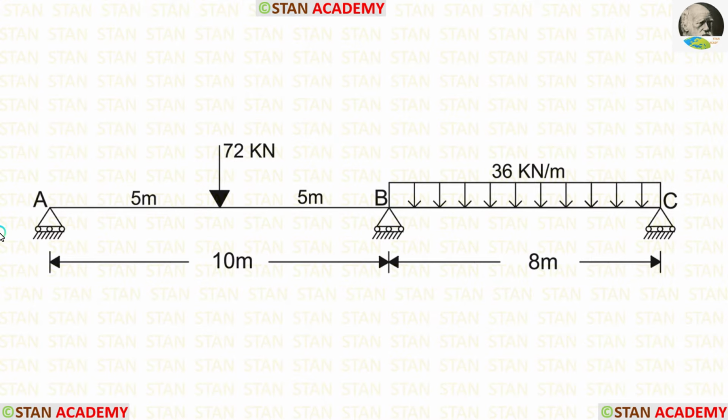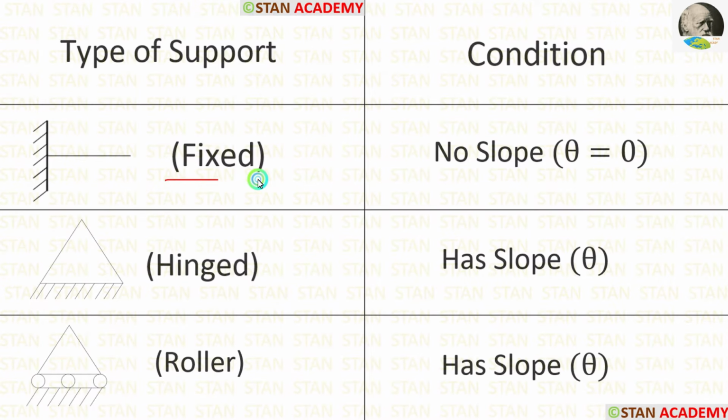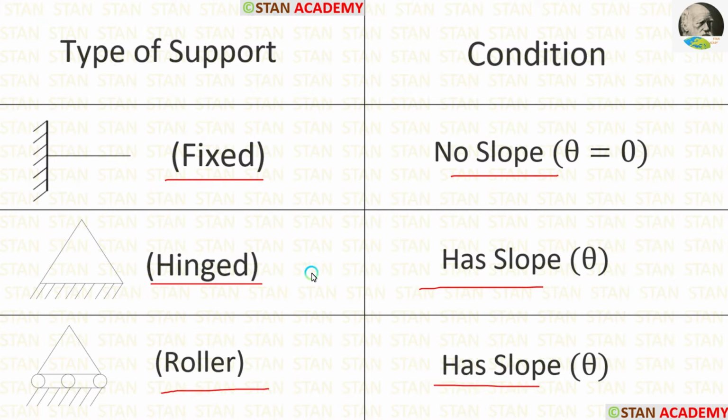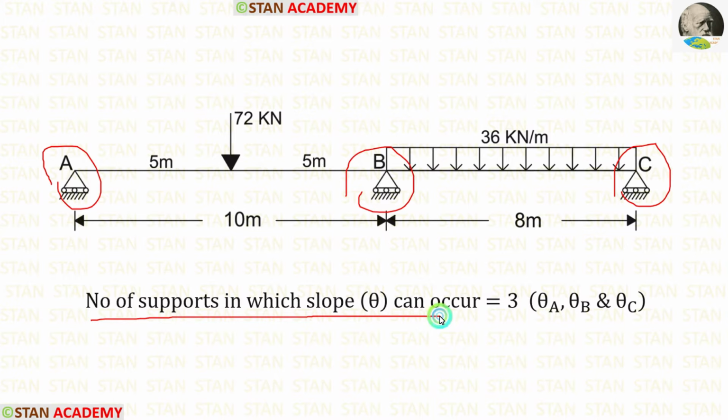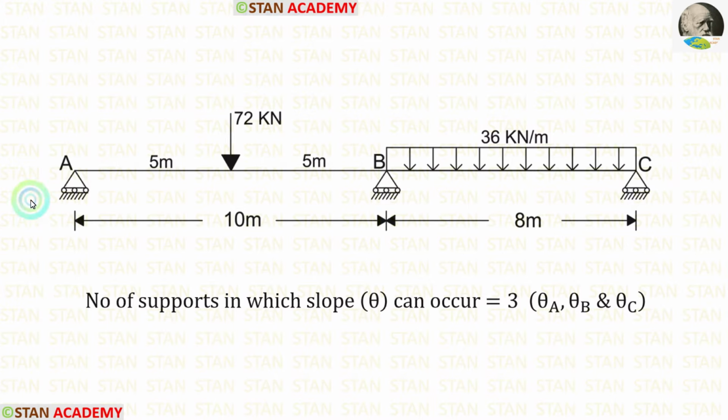Let us see the conditions. In the fixed support, there will be no slope. In the hinged support, there will be slope. And in the roller support also, there will be slope. Only in the fixed support, there will be no slope. In this beam, we are having three roller supports. In the point A, in the point B, and in the point C, we are having roller supports. So, the number of supports in which slope can occur is equal to 3.